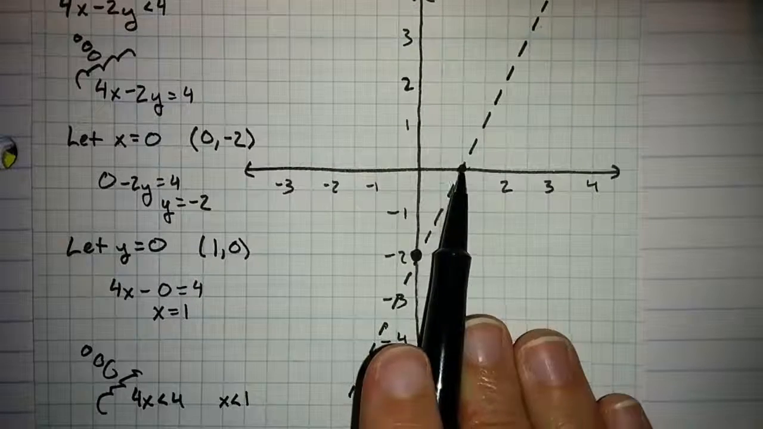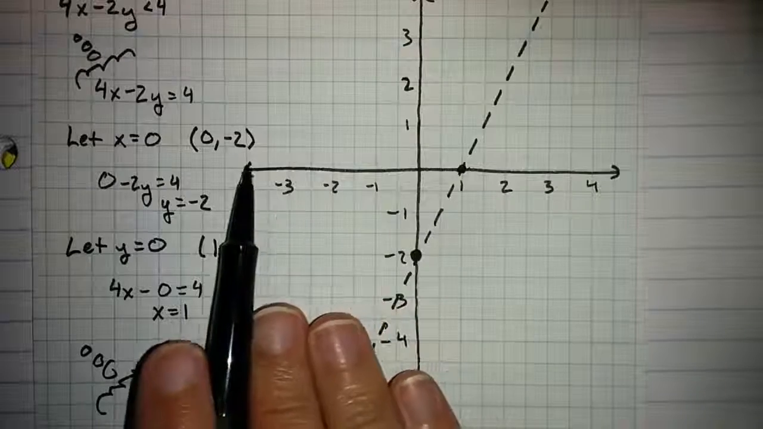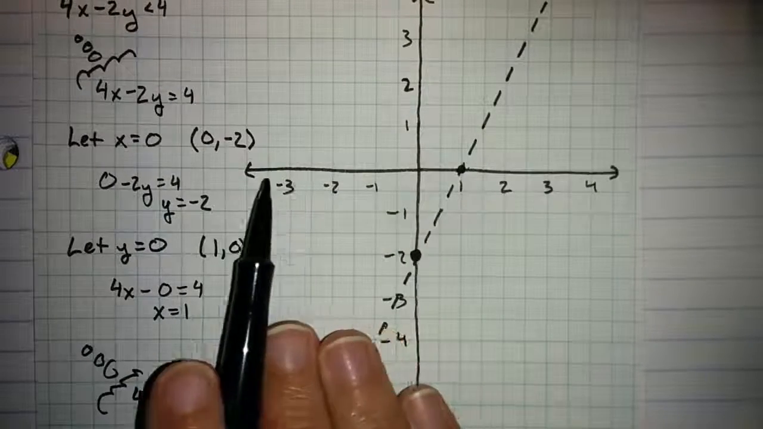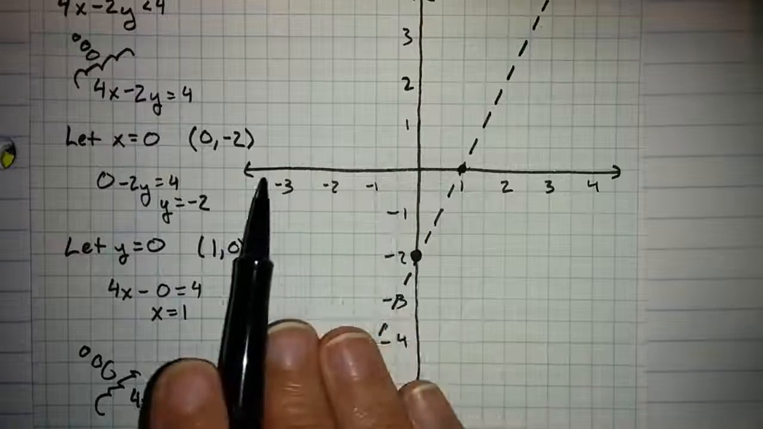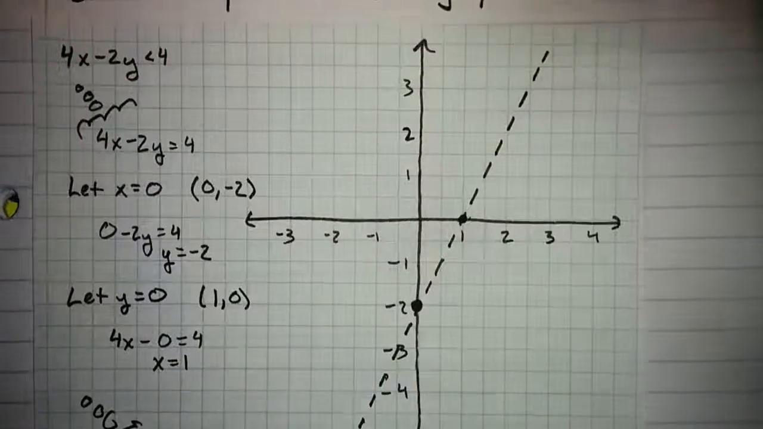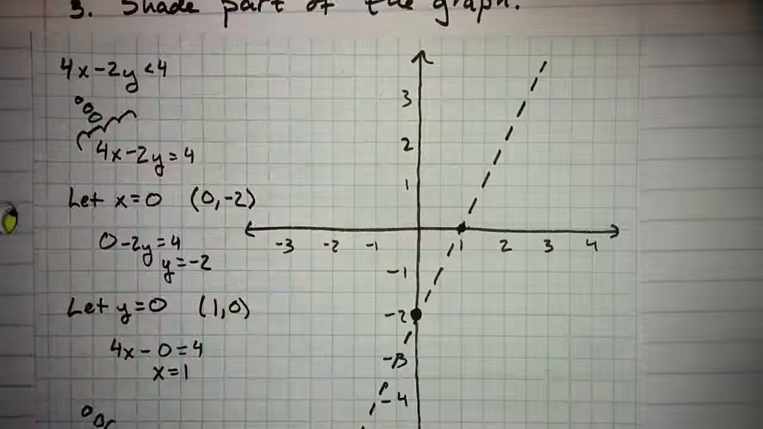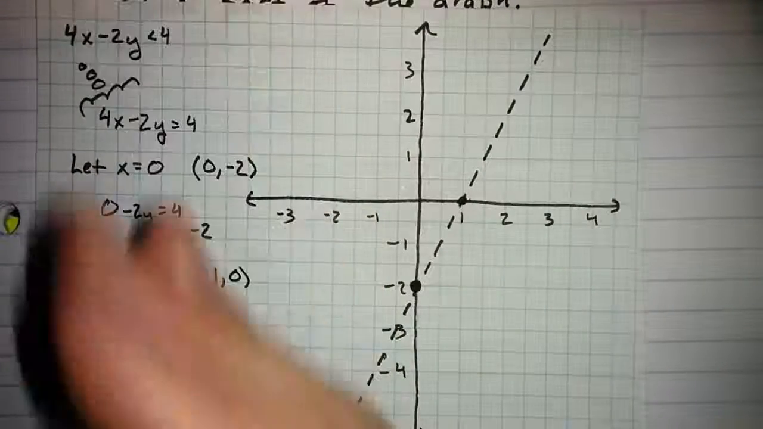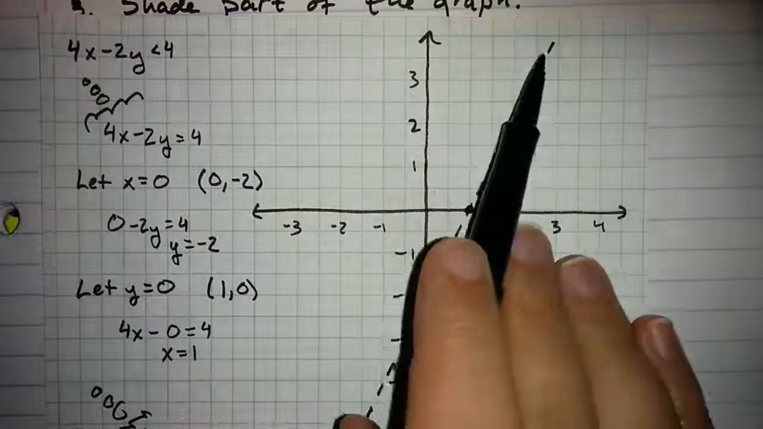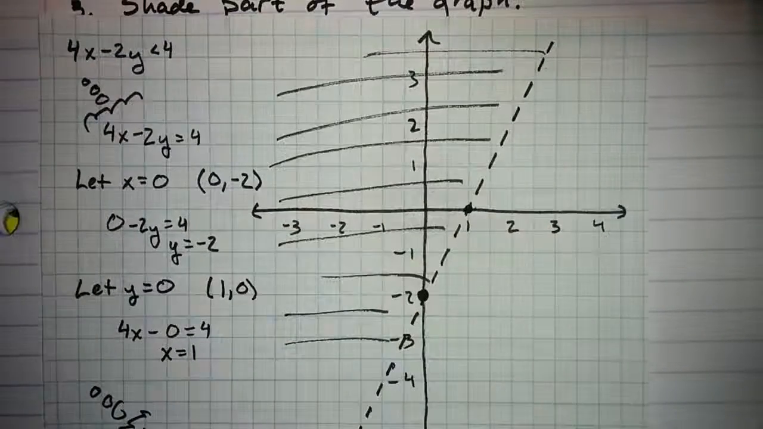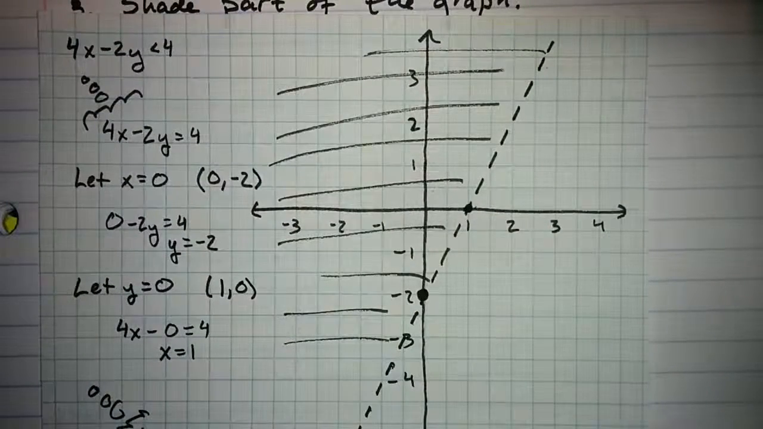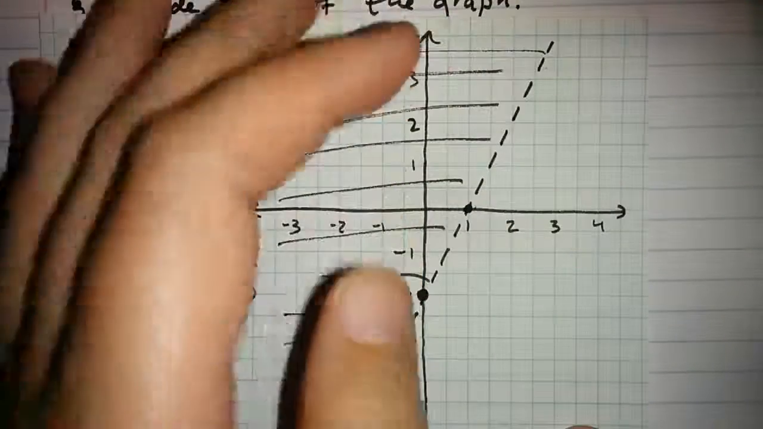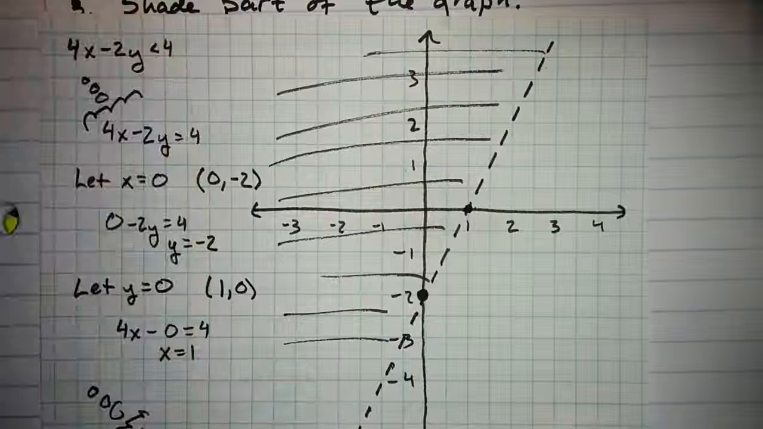So the part of the graph that we want to shade is the part that has the part of the x-axis where x is smaller than 1. Is that this top half or this bottom half? Right, it's this top half. So we're going to shade this top half of the graph. If we cut along this dashed line, the shaded part is all of the stuff over on this side.